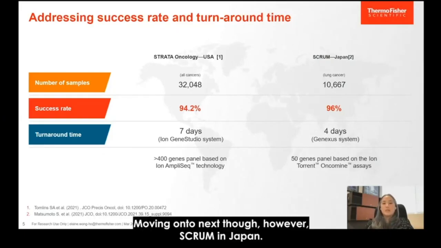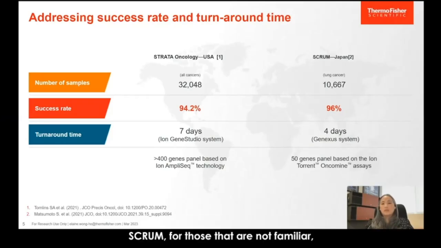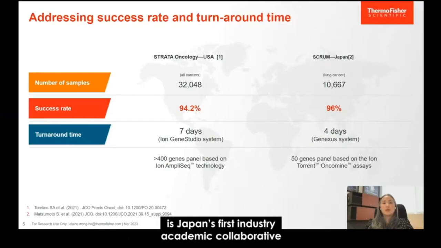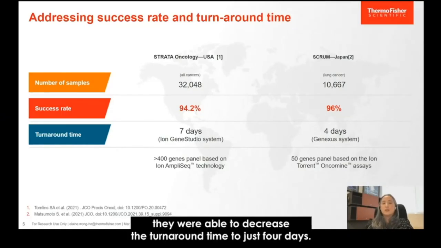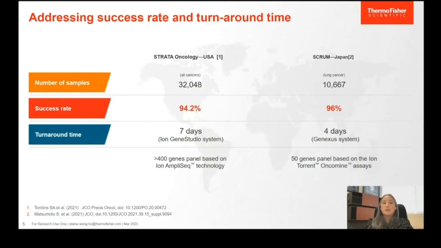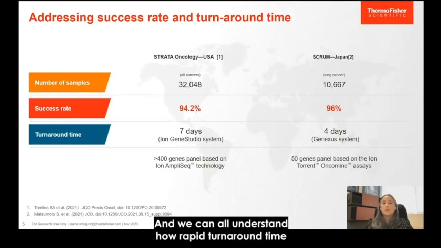Moving on to the next, SCRUM in Japan. SCRUM, for those that are not familiar, is Japan's first industry academic collaborative cancer genome screening project for individualized medicine. And in this publication, we wanted to highlight that although this was done using a different panel, through the use of the Genexus platform, they were able to decrease their turnaround time to just 4 days. And we can all understand how rapid turnaround time can really make a difference in a clinical laboratory.